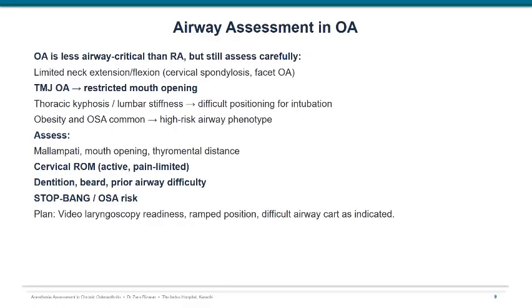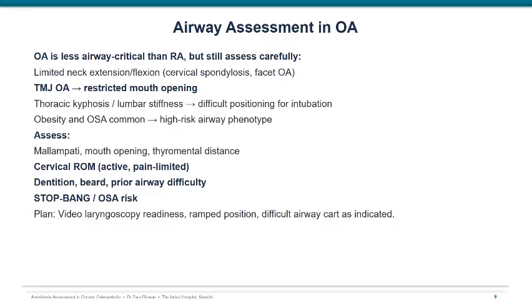Airway assessment in osteoarthritis patients. Osteoarthritis is less airway critical than rheumatoid arthritis, but still we need to assess limited neck extension and flexion movements, especially in cases of cervical spondylosis or facial osteoarthritis. Temporomandibular joint osteoarthritis is going to result in restricted mouth opening. So that is going to be the airway difficulty which we can face.